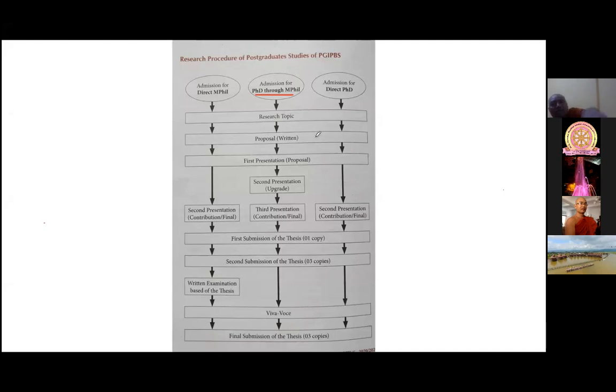So the steps: the first one is direct MPhil. The second, the middle one, is MPhil to PhD. The third one is only PhD, or direct PhD. These are the steps for the student. Okay, next slide, please.